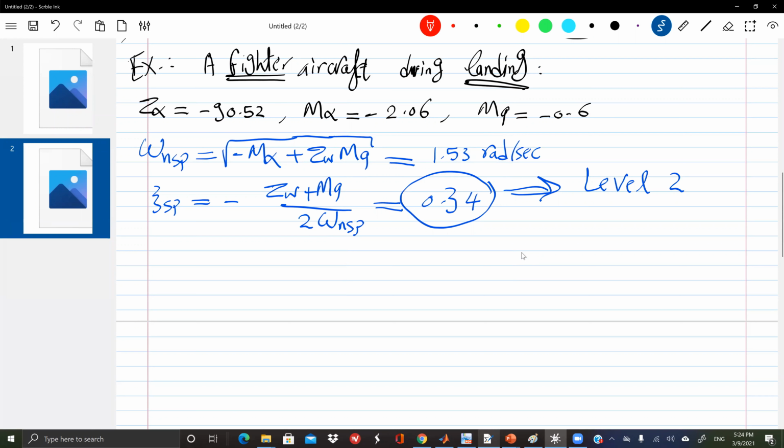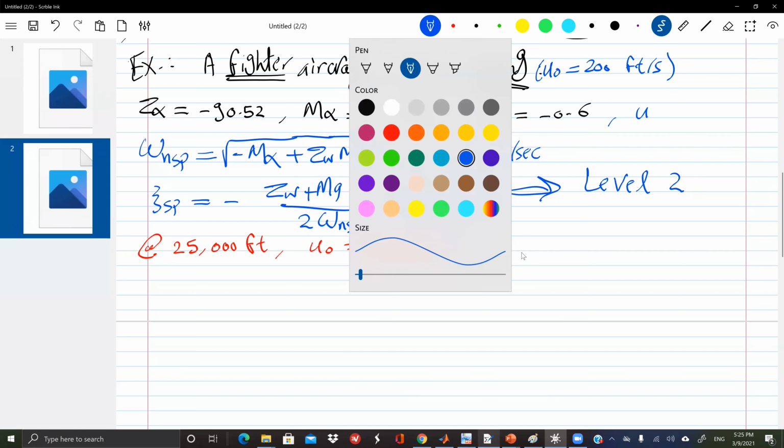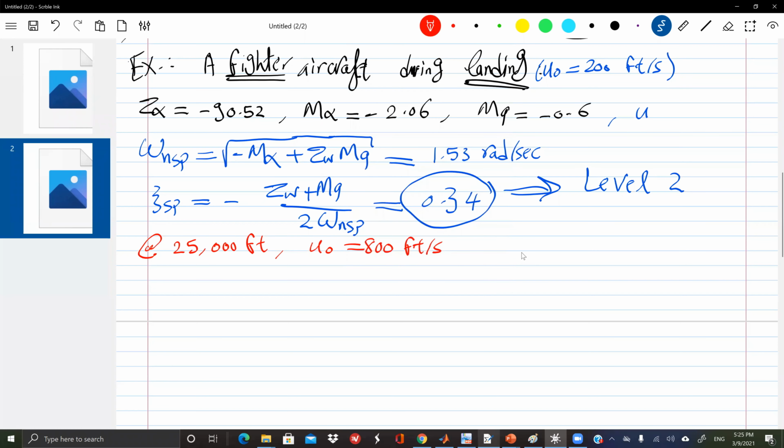So now at a different flight condition, it was 25,000 feet altitude, U-naught 800 feet per second. Here actually, during landing, U-naught was 200 feet per second. This is what we did last time, nothing new so far. I'm just reviewing because we're gonna need this information again.